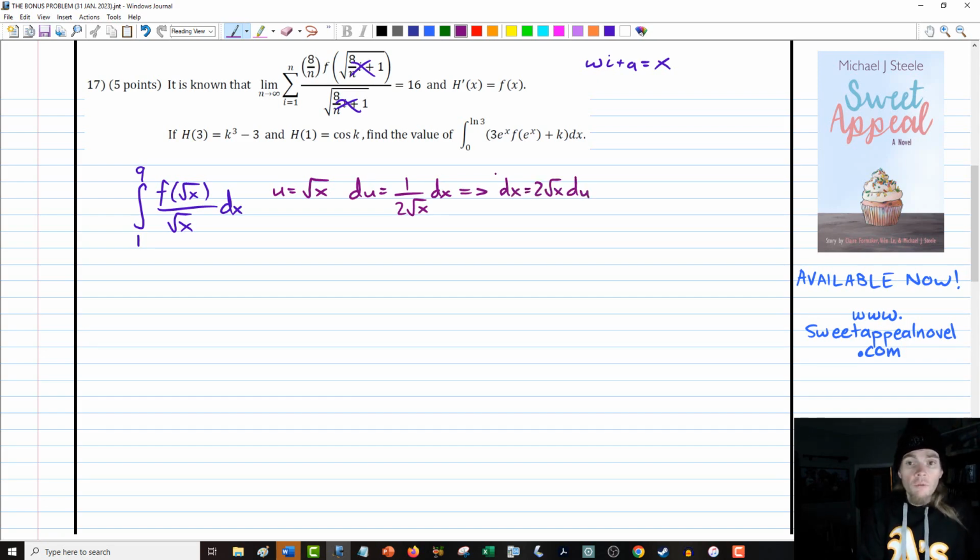And that 2 actually threw a lot of people off. I saw a lot of good work on this problem that just didn't end up in the correct answer. But that 2 in here actually threw a bunch of people off, interestingly enough.